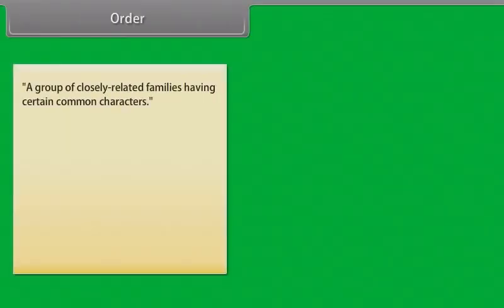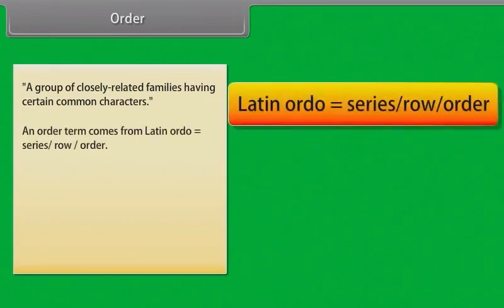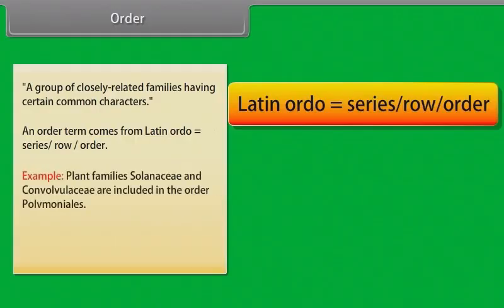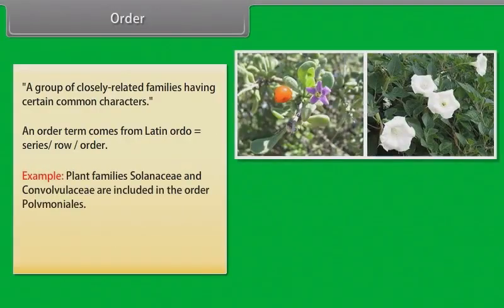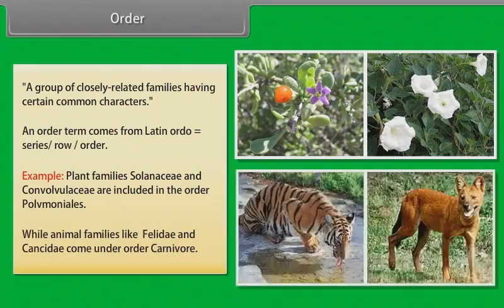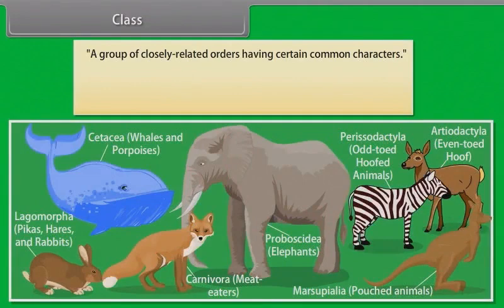Order. A group of closely related families having certain common characters. The term order comes from Latin ordo, series, row, order. Example, plant families Solanaceae and Convolvulaceae are included in the order Polemoniales, while animal families like Felidae and Canidae come under order Carnivora. Class. A group of closely related orders having certain common characters.